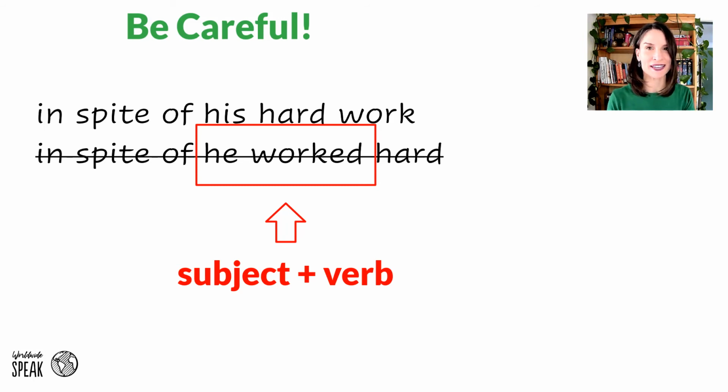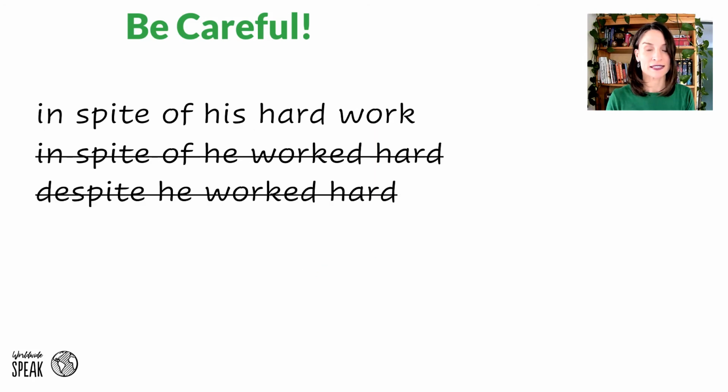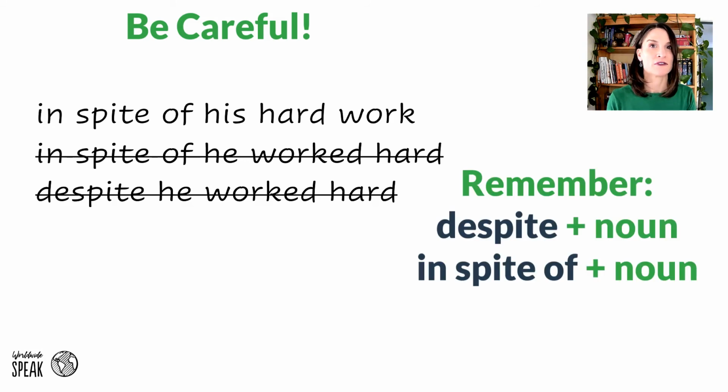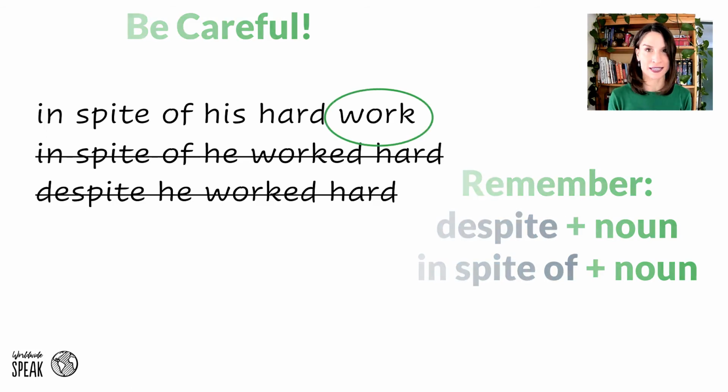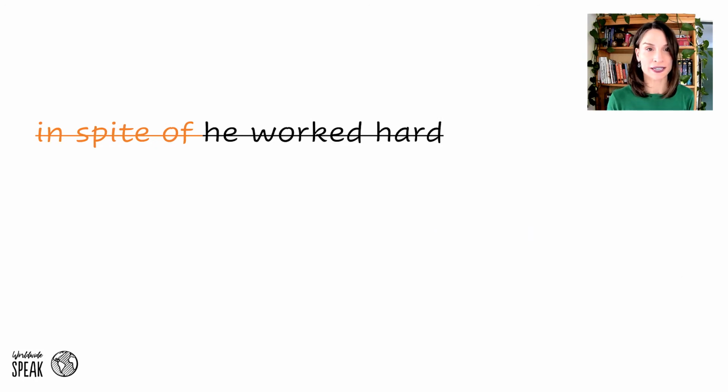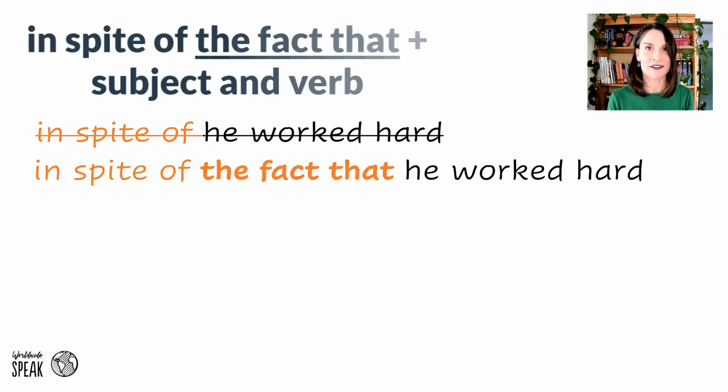This is a common mistake that a lot of students make, but it's really not correct. And same with something like this. Despite he worked hard. You can't do that. Remember, you can use despite and in spite of in front of just a noun, something like his hard work or her age, but not like this. So this one is not correct, in spite of he worked hard, but here's where we could use those longer phrases. We can say, in spite of the fact that he worked hard. So remember, all of these have the same meaning.